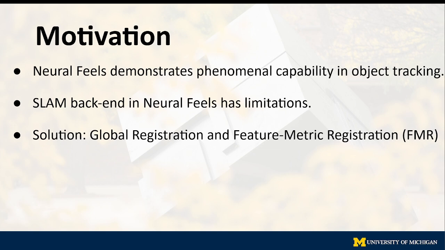We found that the SLAM backend in Neural Feels has certain limitations. For example, it can face a high chance of failure in the first few seconds due to a lack of SDF information, and it can also accumulate drift in pose due to the lack of tactile information or visual failure due to occlusion and lighting. So we propose two solutions. The first one is global registration, and the second is feature metric registration, which is also called FMR.